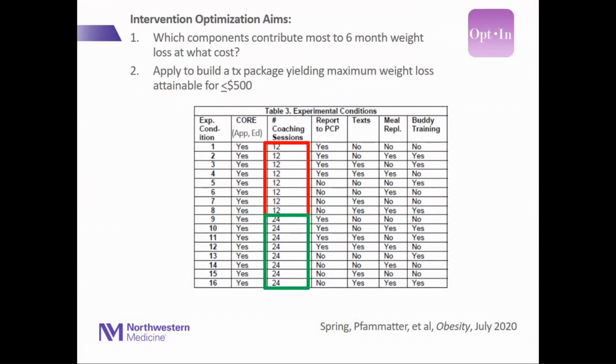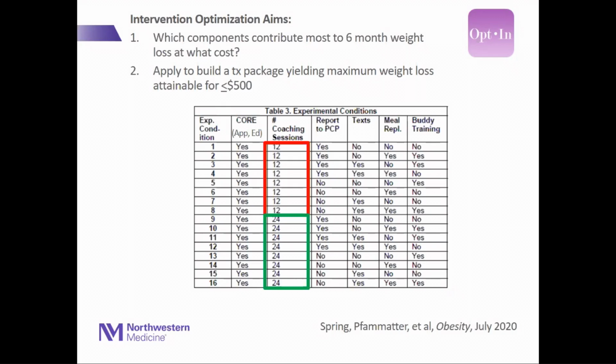What our aims were in this intervention was we wanted to know which of these treatment components contributed the most to weight loss at 6 months and at what cost, because we wanted to use that knowledge to build a treatment package that yielded the maximum weight loss that was attainable for less than $500. And you can see here all of the 5 components I've just shown that target different levels of the ecological model. This is the factorial design.